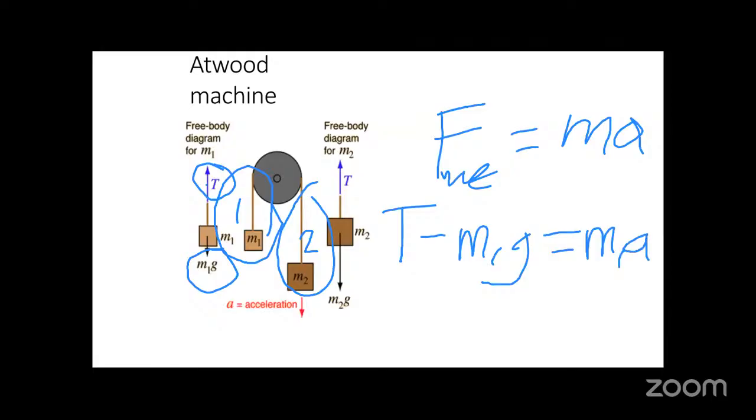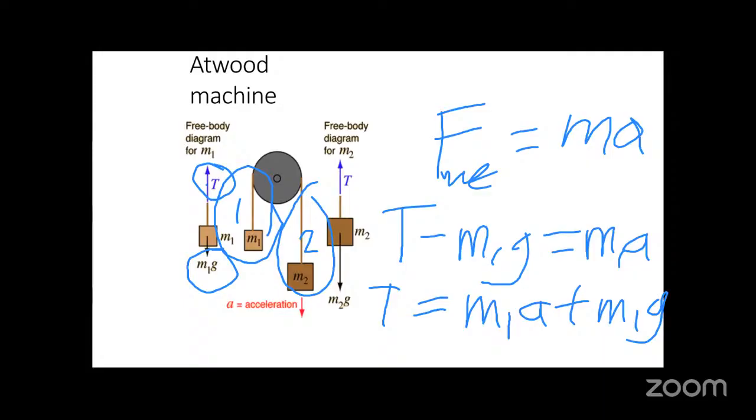I said we are considering the first mass in isolation. So now we can find T by moving M1G across the equality sign. So T becomes M1A plus M1G. So that is our T. We can say this is equation 1.